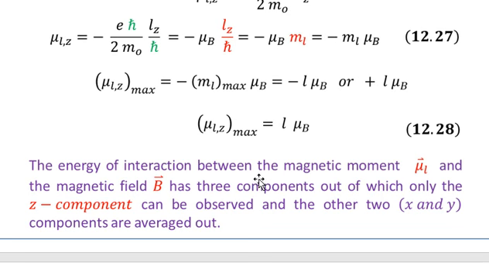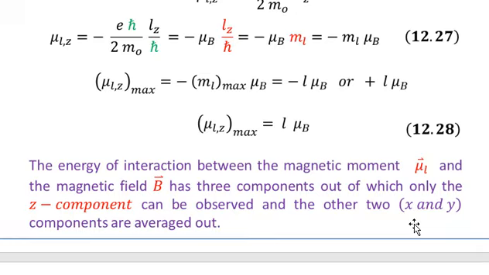The energy of interaction between the magnetic moment mu L and the magnetic field B has three components, out of which only the Z component can be observed. The other two components, the X component and the Y component, that is mu L X and mu L Y, are averaged out during the motion of the electron in the form of the current loop. So only the Z component is measurable.